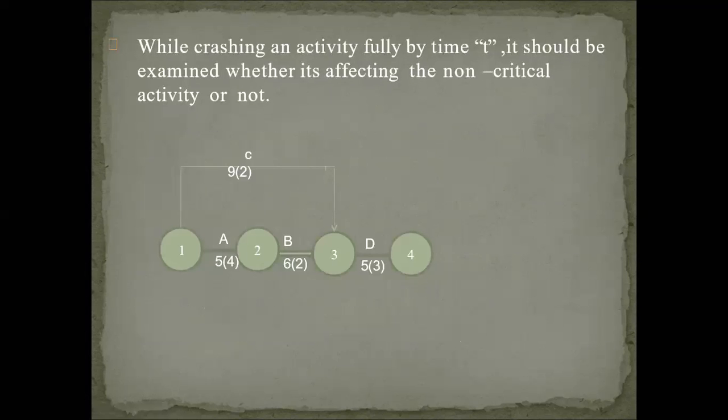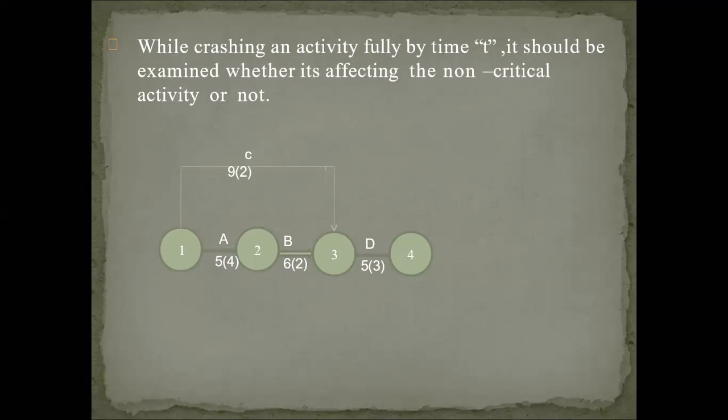Then we have to write certain things in this way. While crashing an activity, the float should be examined, whether it is affecting the non-critical activity or not. So this is your network.